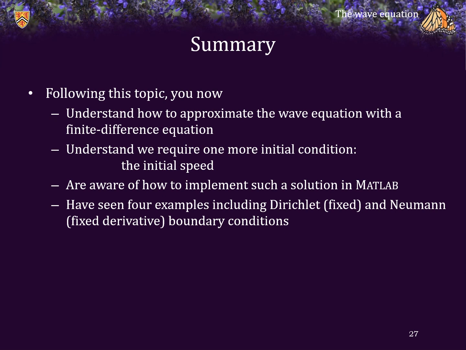Following this topic, you now know how to approximate the wave equation with a finite difference equation. And you saw that it is very similar to the heat equation. However, you know that we require one more initial condition, the initial speed or rate of change of the amplitude of the wave. You are aware of how to implement such a solution in Matlab, and you have seen 4 examples that included both Dirichlet or fixed boundary conditions and Neumann or fixed derivative boundary conditions. Specifically, we were looking at insulated boundary conditions.